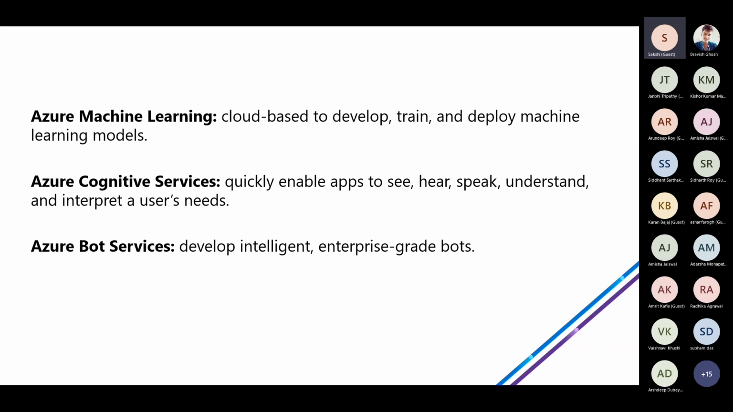So what is Azure Cognitive Services? It quickly enables apps to see, hear, speak, understand, and interpret a user's need. Okay. So Azure Cognitive Services provides pre-built machine learning models. We can use Azure Cognitive Services to solve general problems such as analyzing text for emotional sentiment or analyzing images to recognize objects or faces. You don't need special machine learning or data science knowledge to use these services. Developers access Azure Cognitive Services by APIs and can easily include these features in just a few lines of code.